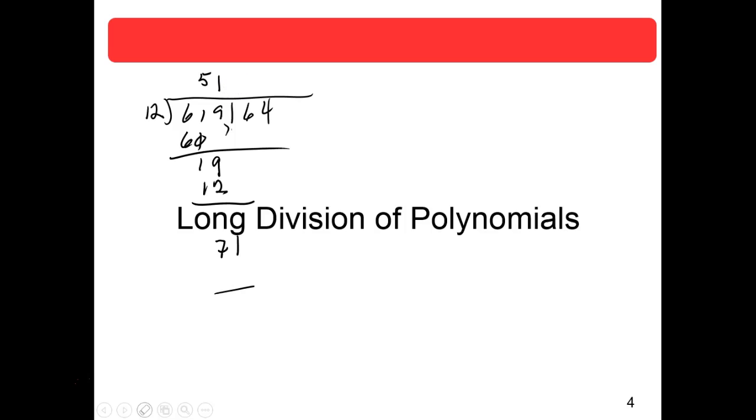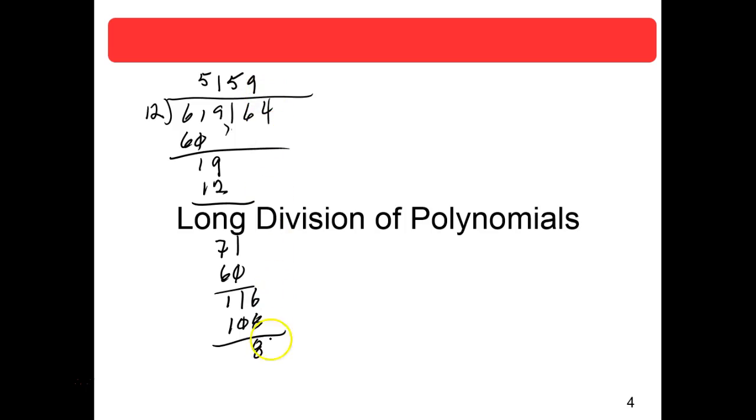Okay, so what did we decide on? It wasn't 6, it wasn't 4, it was 5. And what does that give you? 60. And then you do what? Subtract, and that gives you 11. 11 is less than 12, just barely, but it is less than 12. And then you do what? Bring down the 6. Then you do what? Divide again. What does that give you? 9. Then you do what? Multiply. That gives you 108. Then you subtract. That gives you 8.